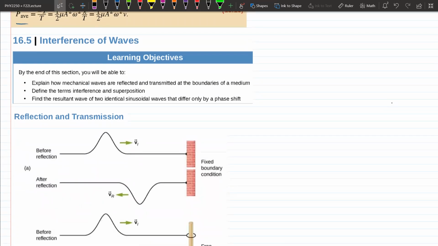So what we're going to learn today is what happens when mechanical waves get reflected or transmitted through a boundary, and also what happens when you stack 2 different waves that are slightly shifted relative to each other. This is known as interference of waves, or also superposition of waves, because they're superimposing 2 things on top of each other. Whichever way you want to know the nomenclature, I'll leave you to decide which one makes more sense to you. Then we're going to calculate the resultant wave when you have 2 sine waves superimposed on top of each other.